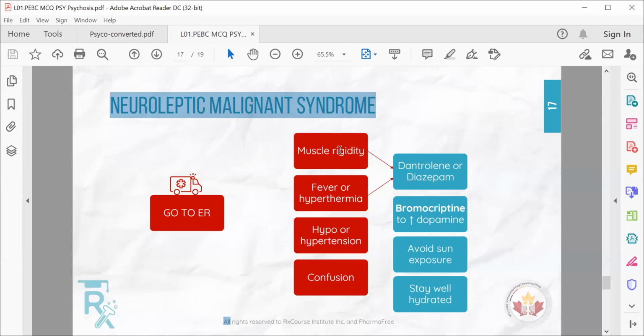Okay, so how do they deal with neuroleptic malignant syndrome at the hospital? First thing they give is dantrolene. Can anyone tell me why we give dantrolene, then bromocriptine to a patient?